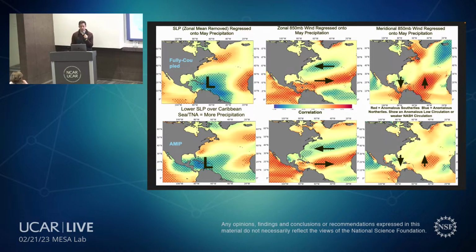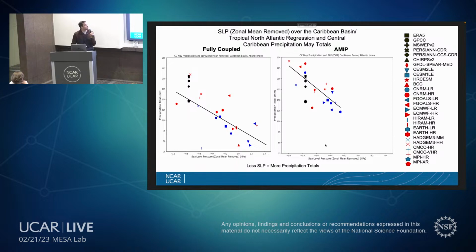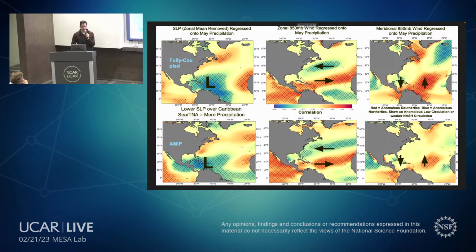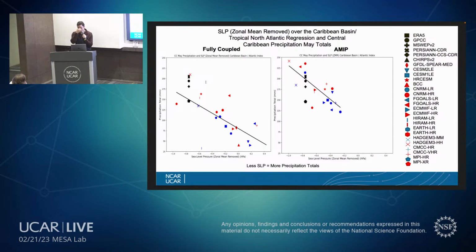Interestingly, in the AMIP versions, even when you're prescribing the SSTs, we still see a similar setup, which highlights these inter-model differences even in the SST prescribed runs as well. And so when I took a closer look, for example, I took a spatial average over the Caribbean basin, and I looked at what each model's ensemble mean value was for sea level pressure versus their Central Caribbean precipitation totals for the month of May.